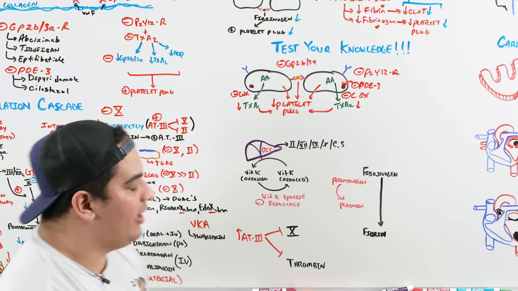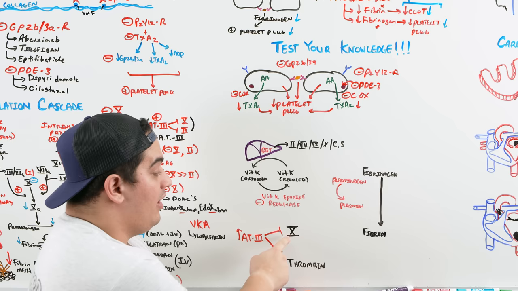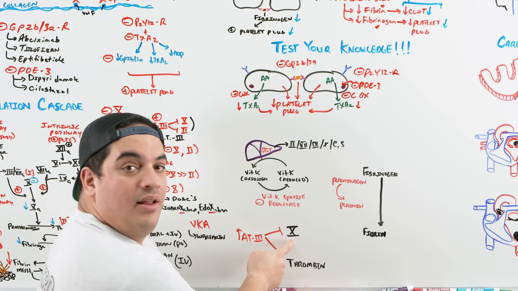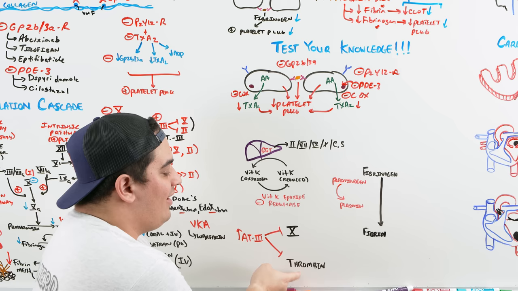If we want to increase the production of antithrombin 3 to inhibit factor 10 and thrombin, these were the heparin molecules. And there were different types of heparin. Unfractionated does which ones? This and this one. Low molecular weight does this one, not as much this one. Fondaparinux does primarily this one. Okay, so again, unfractionated heparin inhibits both. Low molecular weight heparin, primarily 10, a little bit of thrombin, and then fondaparinux, primarily 10.